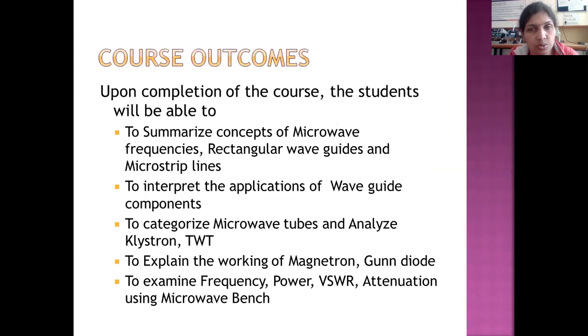Upon completion of this course, these are the course outcomes. The students will be able to summarize the concepts of microwave frequencies, interpret the applications of waveguide components, and categorize microwave tubes. They can explain the working of magnetron and Gunn diode. They can examine the frequency, power, VSWR, and attenuation using a microwave bench setup in the microwave lab.